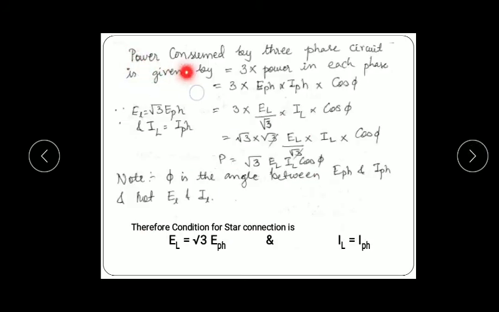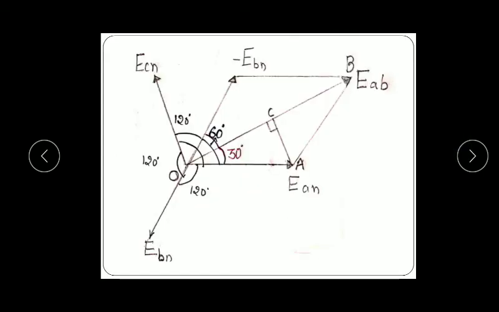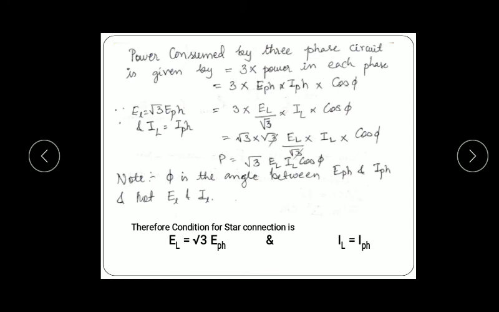Now what is the power consumed by the 3-phase circuit? It's given by 3 into power in each phase. Why 3 into power in each phase? Because we have 3 phases. In this sense, we have 3 conductors. This will have some different power, this will have a different power, this will have a different power. So what is the power consumed by 3 phase in each phase?